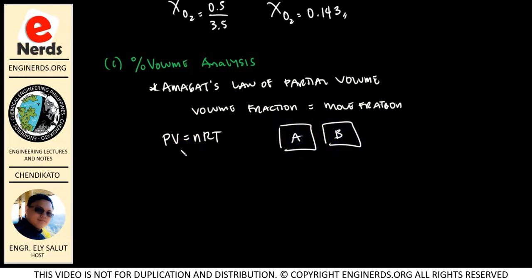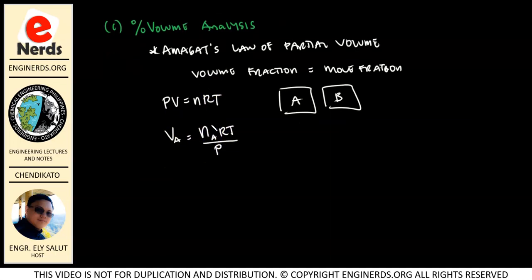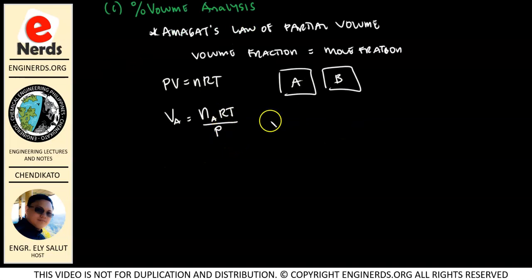So, if you're going to get the volume of our gas A, we have VA is equal to the number of moles of A RT over pressure. We are in ideal gas, and we are referring to constant temperature and pressure here. So, kapag meron naman tayong component B, so we have the volume of gas B is equal to the number of moles of B RT over P, di ba? But what is the total volume? The total volume is equal to the volume of A plus the volume of B.